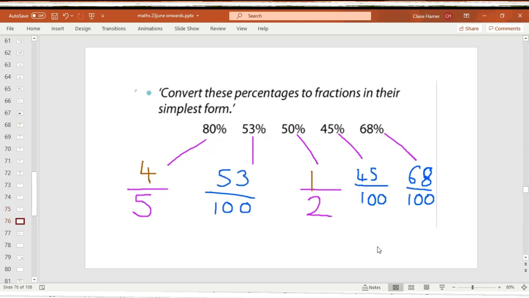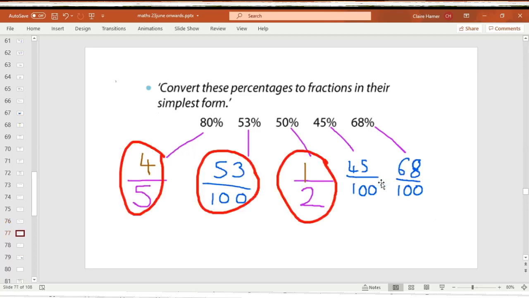Okay, let's see if you got it right. 53 is a prime number. So 53 out of 100 is the simplest form because you can't divide these numbers by the same number to simplify it. But 45 and 68 aren't prime numbers. So these aren't in the simplest form. We need to simplify them. So I've got those 3 completed. We're going to work on these 2 now.